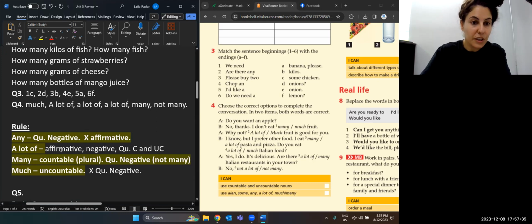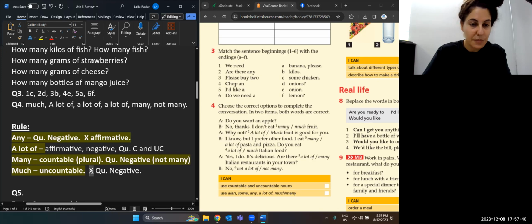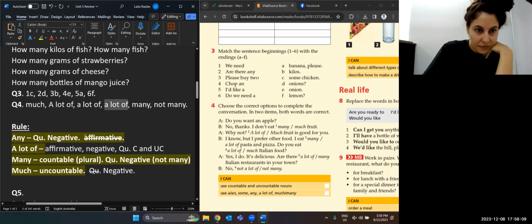Because a lot of, we use it in questions. This is an X. This means not questions. So maybe I'll put a line like that. A lot of. Because a lot of, we use in questions. We don't use questions with much. Can you see how I crossed off much?